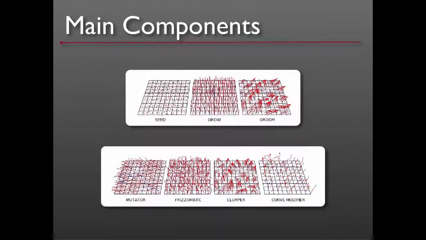So the main components: first we seed with the point distribution, seed the mesh, and then we grow. Those are just straight curves stored in the Cortex curves primitive, and then we groom. Grooming is just adding a series of modifiers. There's a couple examples down there: mutator, Frizzomatic, clumper, and curve modifier. Curve modifier would be like you build one Maya spline and then let that drive the shape of your hair.